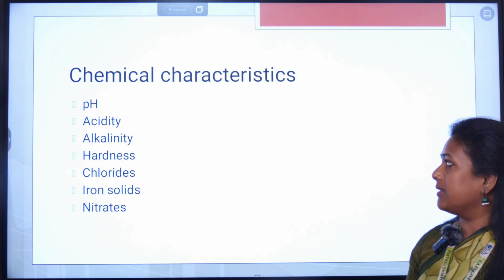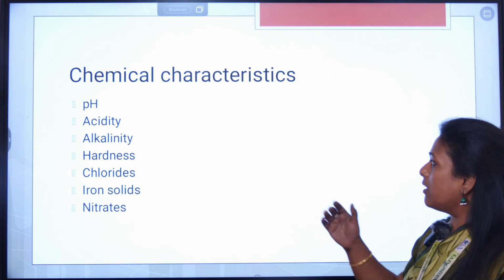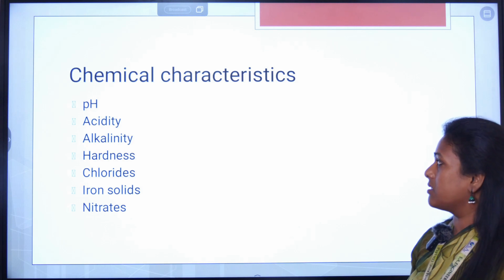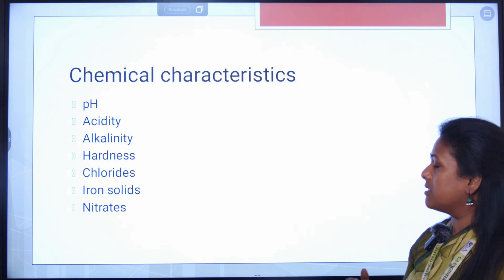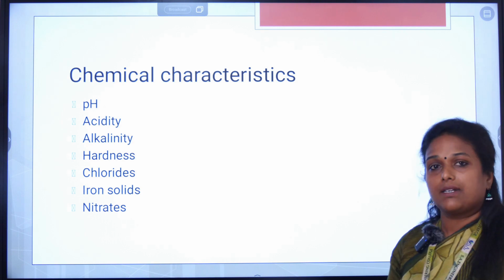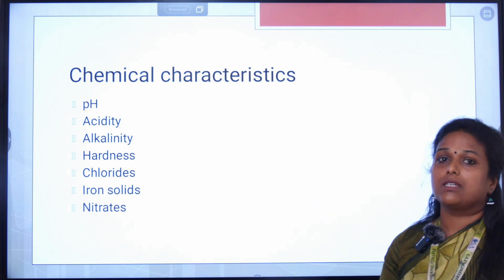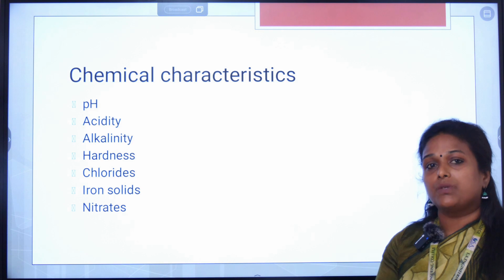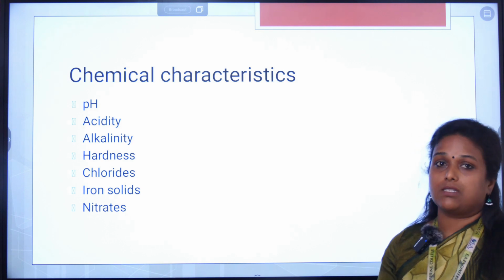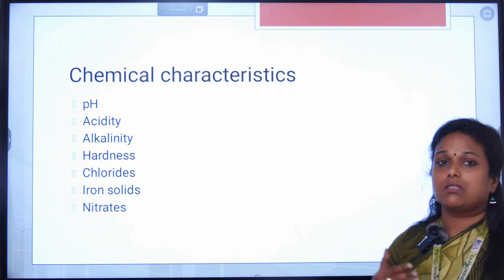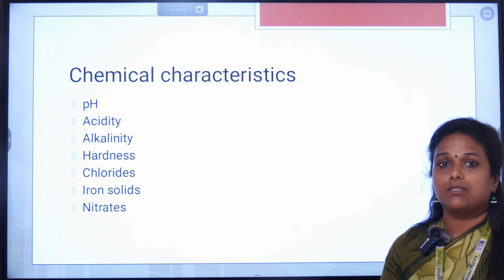Next is the chemical characteristics. Below are some of the chemical characteristics: pH, acidity, alkalinity, hardness, chlorides, iron, solids and nitrates. These are a few chemical characteristics. We need to measure these in the water we are going to drink. That has to be tested, and we need to check whether all these characteristics fall within the standards.